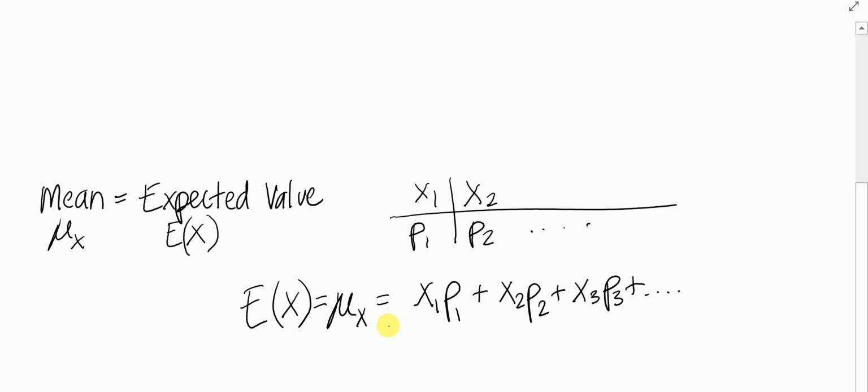And so if I have a table, then I would take each of my values and probabilities, multiply them, and then add them together. All together, if you want a fancy formula, it is the sum, hopefully we remember that notation, of each value times its probability. So that is how we calculate the mean.